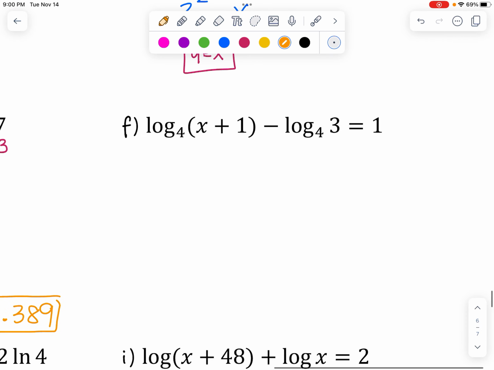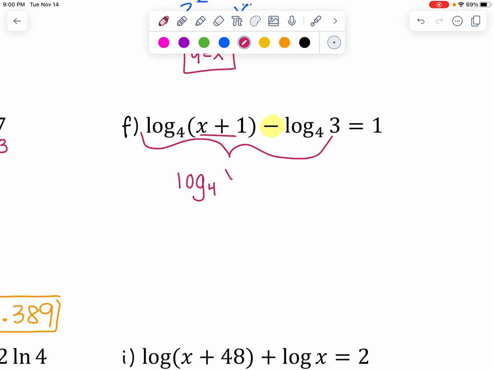All right, in part F, we have 2 logs that are on the same side of the equal sign. So step 1 is going to be to condense those 2 logs. Now these 2 logs are being subtracted. So the condensing rule for subtracting 2 logs is that we turn them into one log using division. So we're going to have x plus 1 divided by 3. And then I'll bring down the equal to 1.